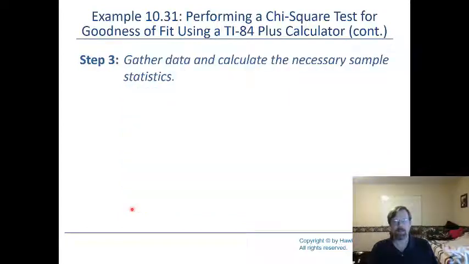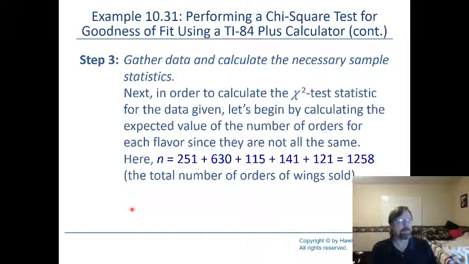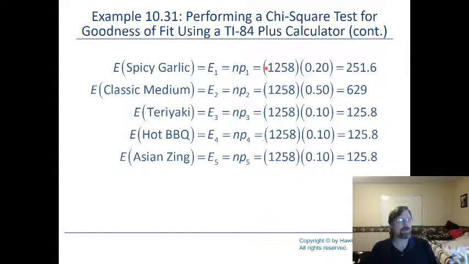So let's gather the data and calculate the necessary statistics. So we need to calculate the expected value of the number of orders. So we had a total of 1,258 orders. If we multiply the expected probability times that number of orders, we should get expected values for each category.